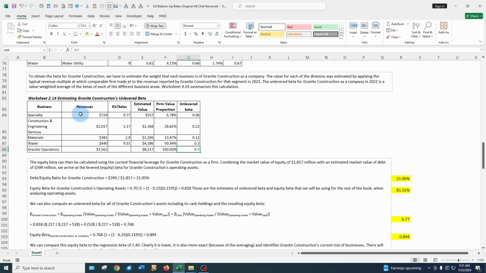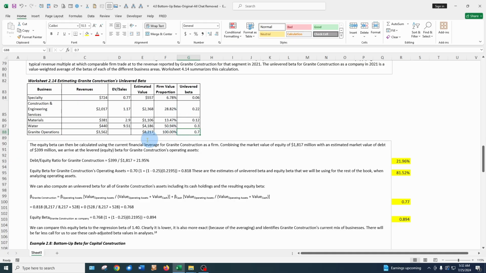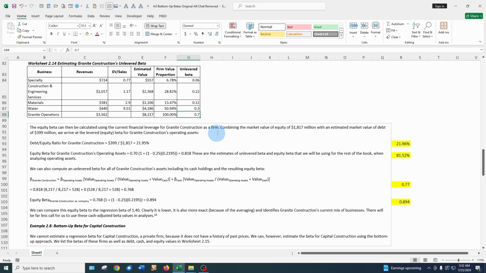Got that? All I did was a weighted average, and you're going to get 0.7. Add this stuff up, and the equity beta can then be calculated using the current financial leverage for Granite Construction as a firm. Combining the market value of equity, $1,817 million, with an estimated market value of debt, $399 million, we arrive at the levered equity beta for Granite Construction's operating assets.